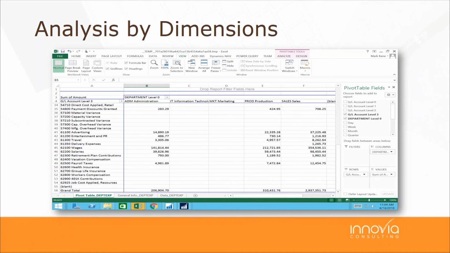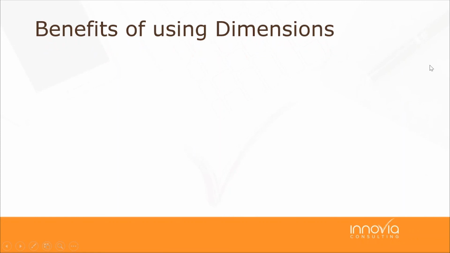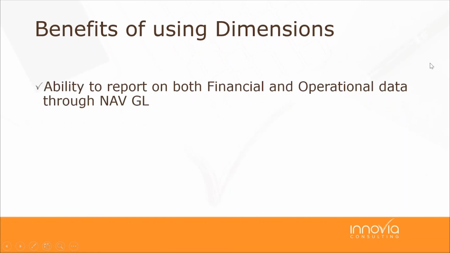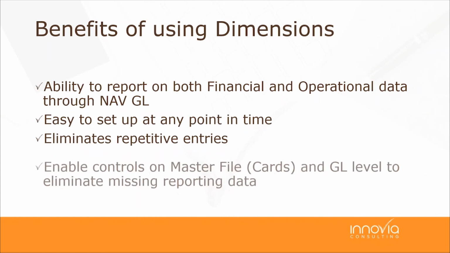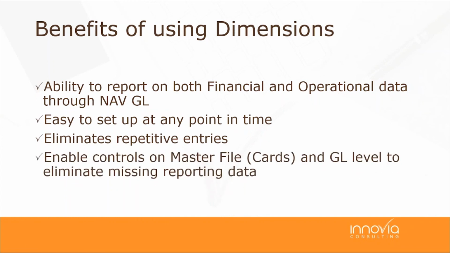And the benefit of using dimensions is you have the ability to report on both financial and operational data through NAV GL, and NAV GL is very, very powerful for those who are doing it. Easy to set up at any point in time, and eliminates repetitive entries. Enable control on master cards and GL level to eliminate missing reporting. So in combination with the dimension values and the general ledger, you can really tighten up your financial reporting. And like I said before, not have the occasion of having a whoops where some value is missing on data entry.